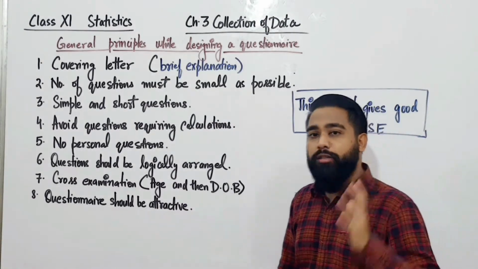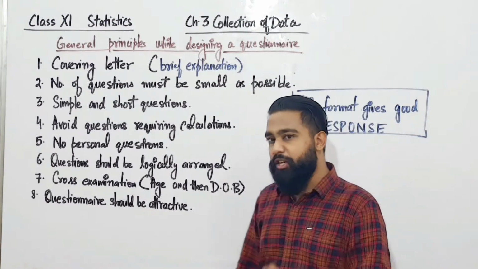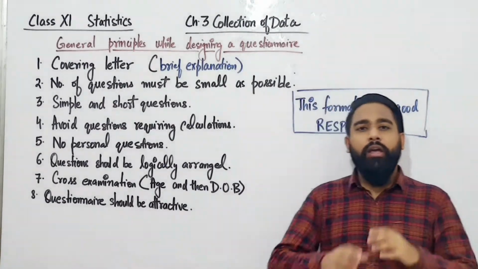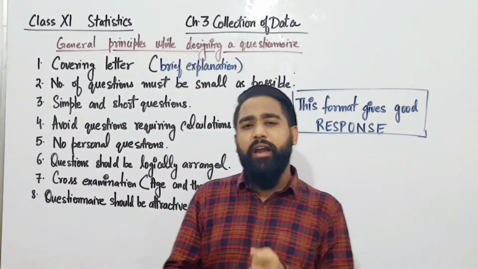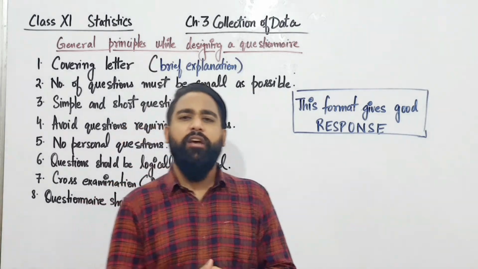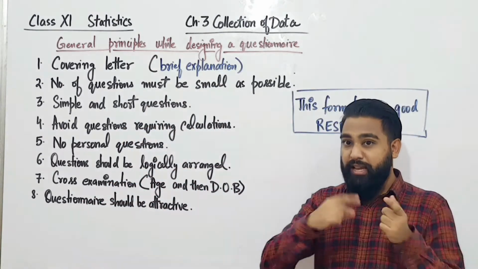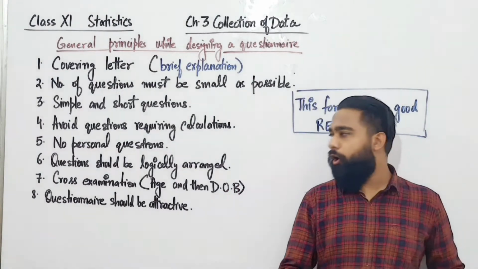Seventh one, cross-examination. The investigator must check whether the respondent is giving the correct answer or not. For example, he must ask about the respondent's age first, and he can cross-check that age with the DOB. He can ask the date of birth of that person. Then he can calculate whether the respondent is giving the correct answers or not.